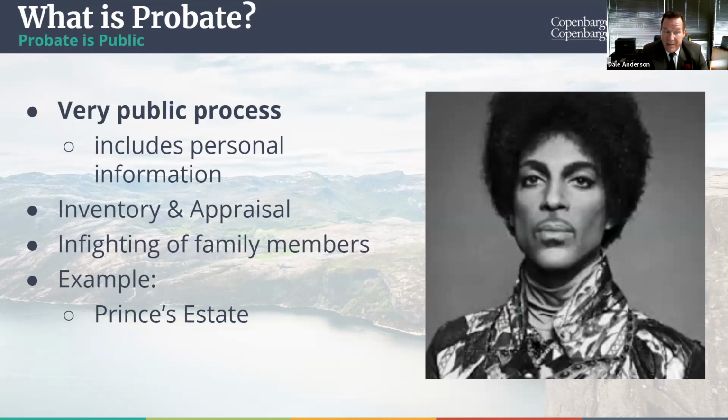Like I indicated, the inventory and appraisal gets filed with the court. How do we know how some of these celebrities and how much money they have? It's because they went through probate and their inventory and appraisal was filed. It also results in fighting among family members. All of that becomes very public.